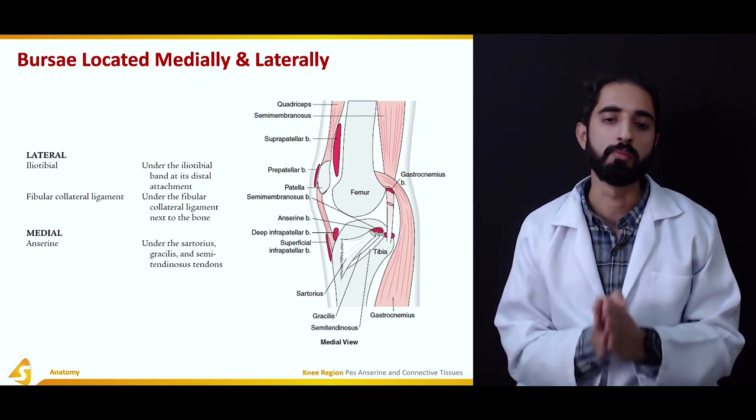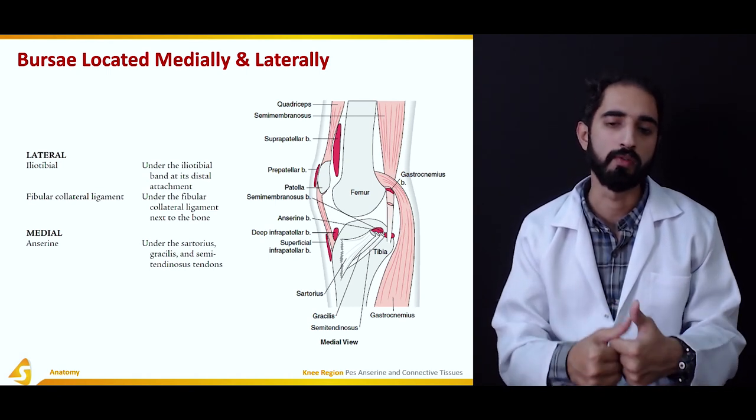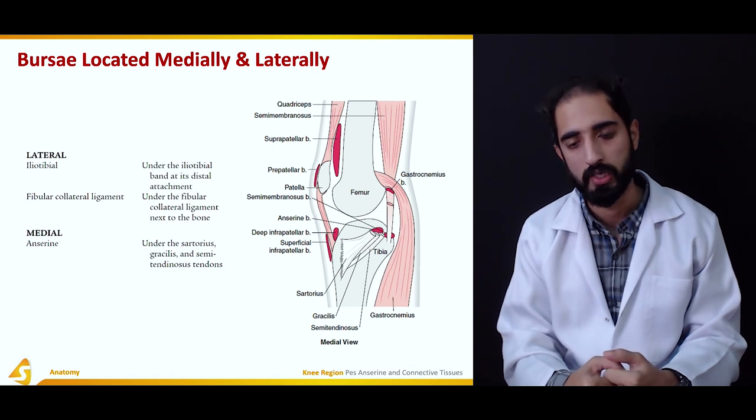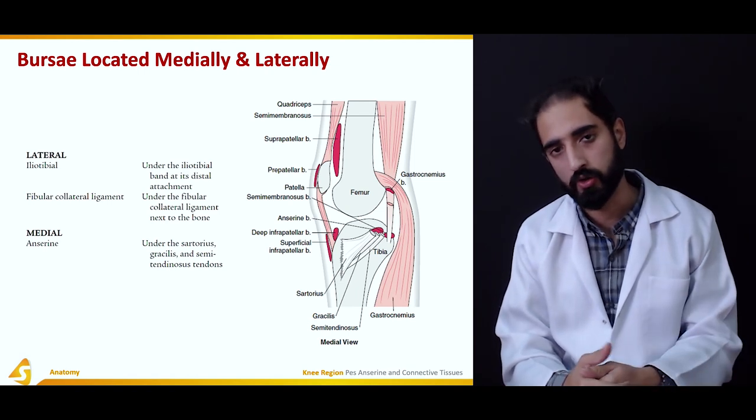So that's all about the bursae and the connective tissues of the knee joint, and we also talked about the pes anserine group of muscles.